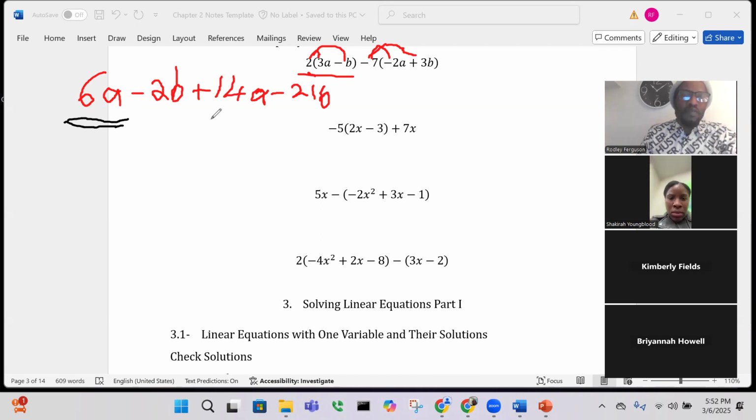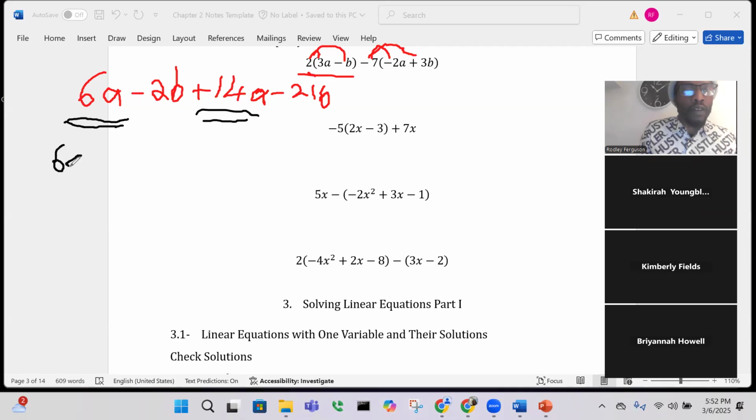6A plus 14A, that's the like terms. The B's are different automatically. It's like apples and bananas. So I got 6 bananas and I got 21, but somehow I took away 2 and they took away 21 B's. So if I rewrite this, I really don't do this. I do this in my mind, but you can write it out if you choose.